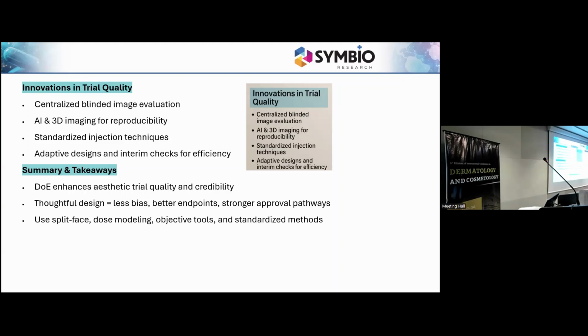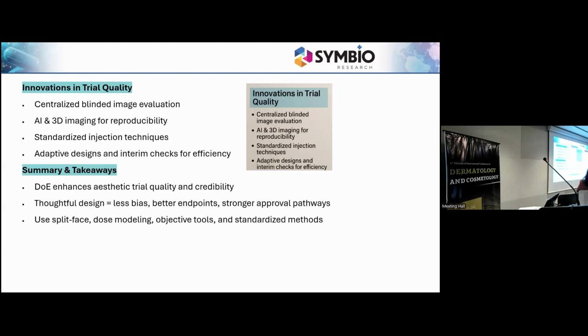Next is adaptive designs and interim checks for efficiency. In injectable clinical trials, it becomes all the more important because the timeline is very short and the outcome can be seen very quickly. So we need to have an interim check in between to see which dose is working and which dose is not.